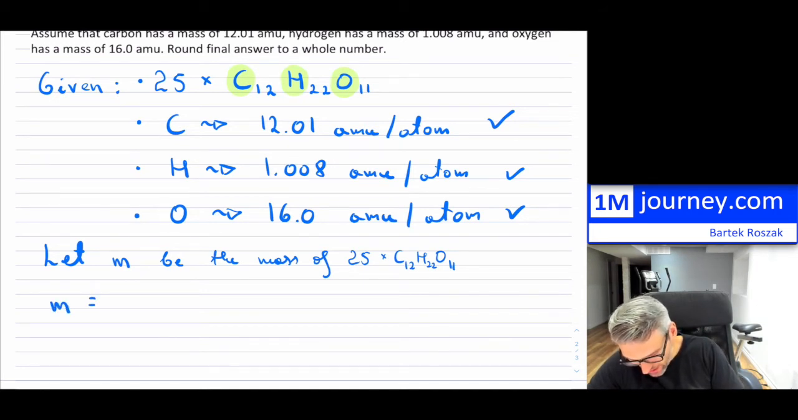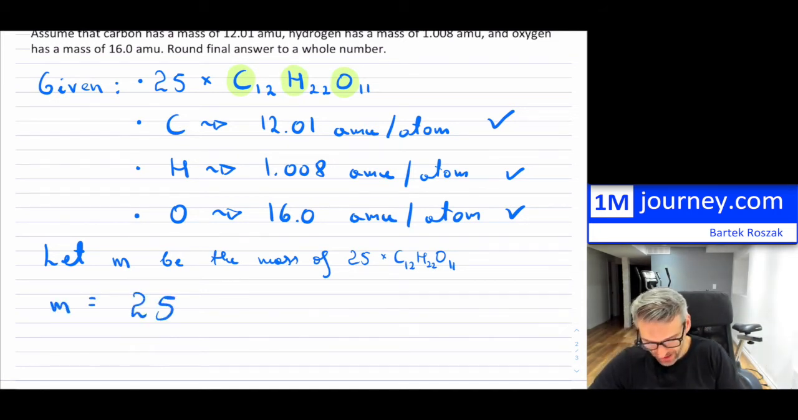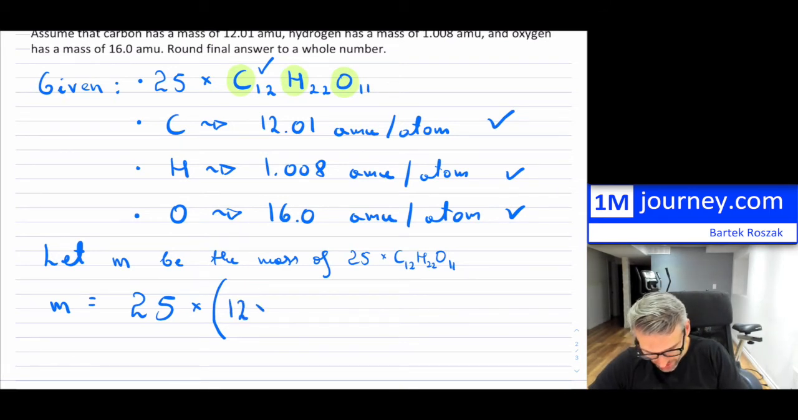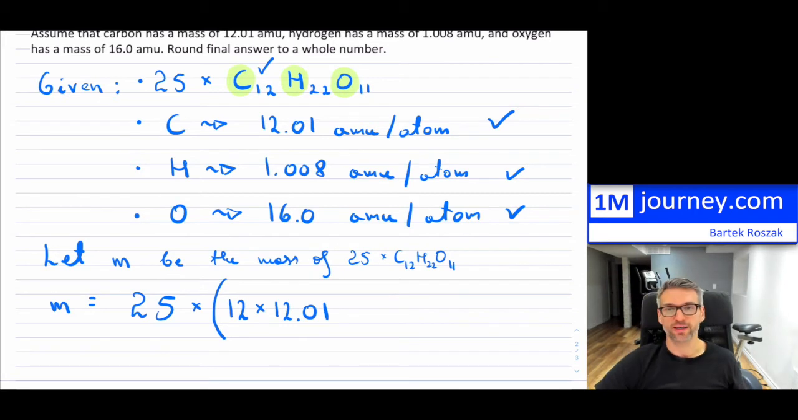So how many do I have in total? Well, I have 25 of them, right? And now I'm going to open brackets here, so I technically don't need that multiplication sign there. And now I'm going to go one by one. So I'm going to say I need 12 carbons. Well, each carbon is 12.01. So that's what I have there.